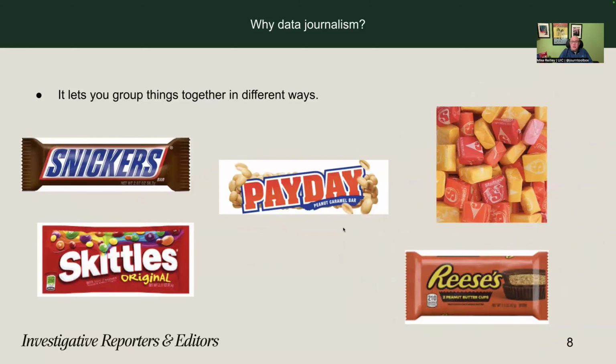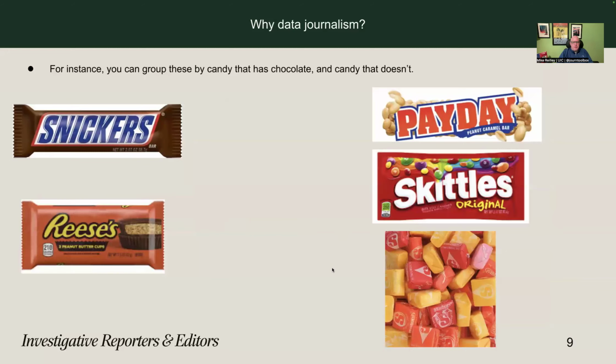Okay. It allows you to group things together. We'll do this a lot with spreadsheets. You can do it with AI too, which we'll get into a little later this semester. But you can take all these different types of candy, okay, and you can group them in different ways. And normally, if we were in class, I'd ask you, how are some ways we could group these different pieces of candy?